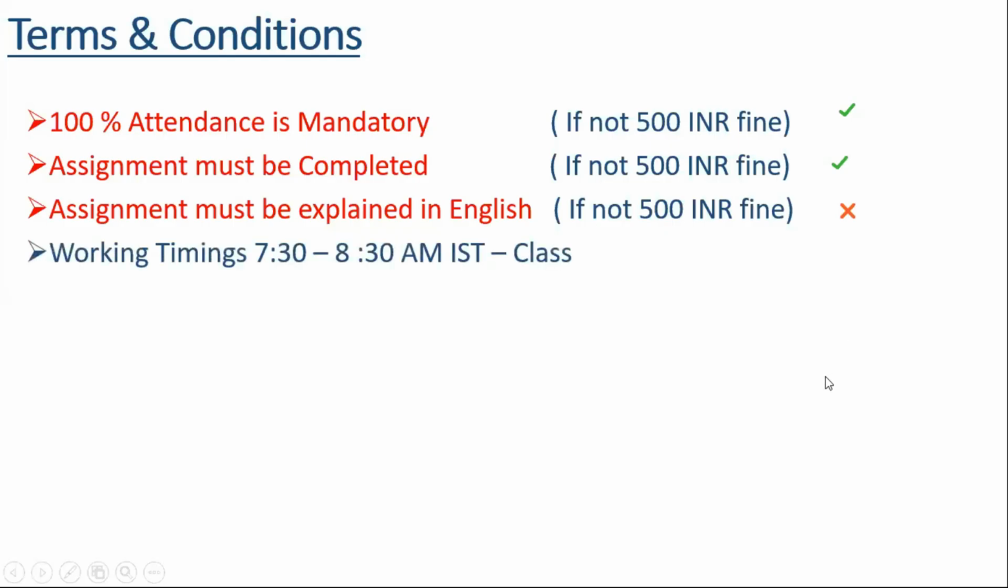Working times, our class will be 7:30 to 8:30. This is the same time my class will be complete. This is fixed, no doubt. Morning 7:30 to 8:30, I'll complete a class. In the 1 hour class, I'll explain a topic. I'll explain one example or two examples.